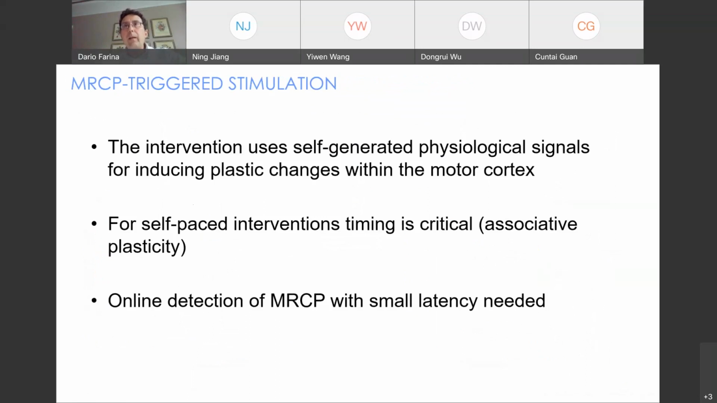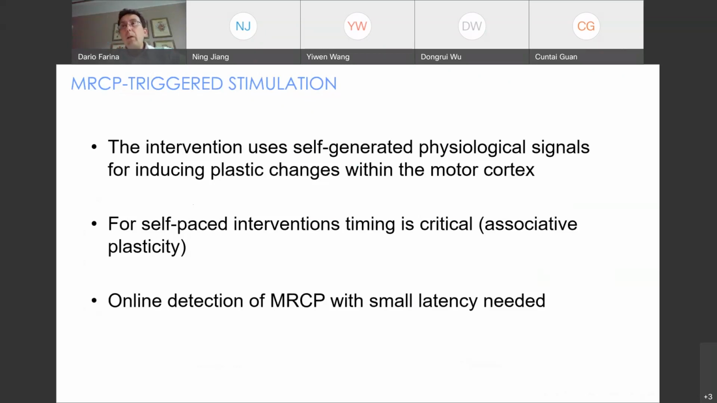So basically, we studied in a series of studies this type of paradigm in which the intervention is a self-generated physiological signal, a motor command. A BCI decodes this motor command and provides a feedback which has a precise time lock in terms of delay with respect to the motor command. And this paradigm, I have to say, has been extremely consistent. We have tested it in a number of experiments, and it's very, very consistent.